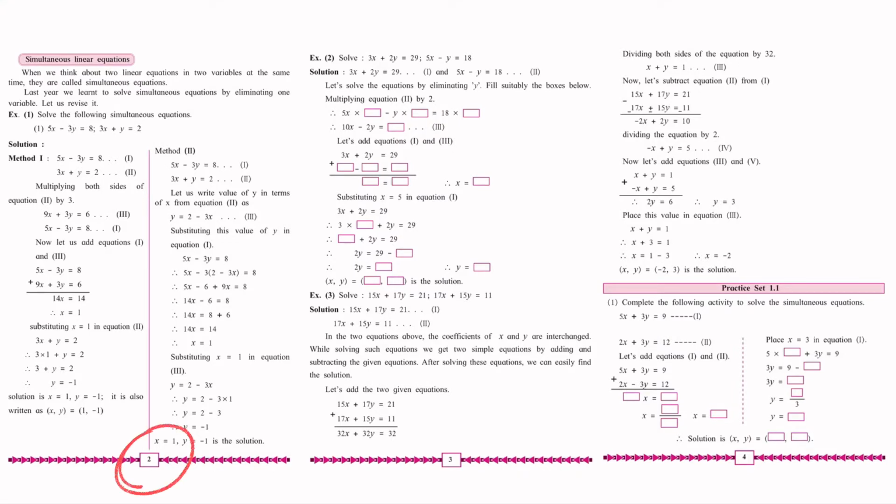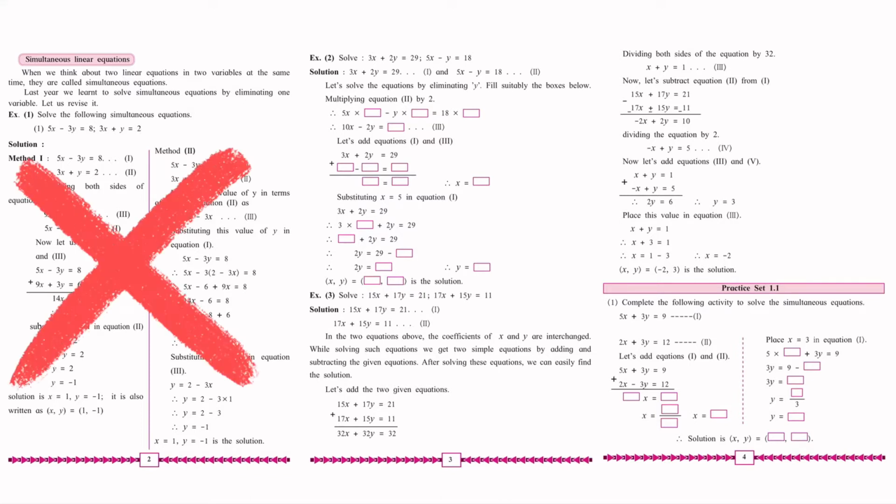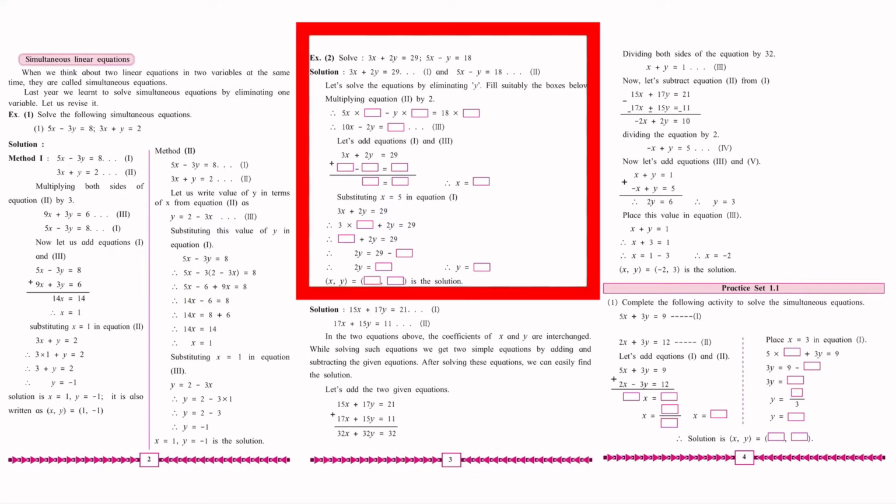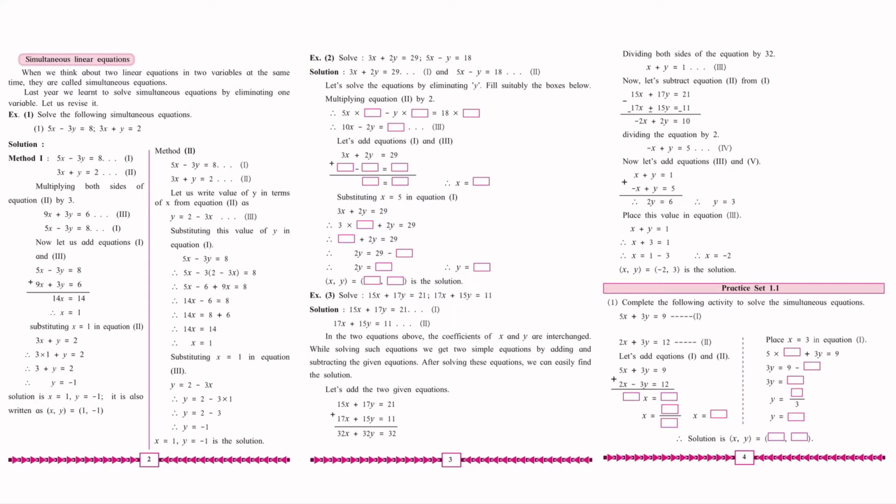So from page number 2, full page 2 is reduced, means the example 1 is reduced. Simultaneous linear equation, the 4 lines are there, but the example is reduced. Next, on page number 3, example number 2 is reduced, 3 is there as it is. So there is only one method. Elimination is reduced, substitution is reduced. Only the one in which the coefficients are interchanged, that method is kept. Only substitution and elimination is reduced because we have studied it in 9th standard.